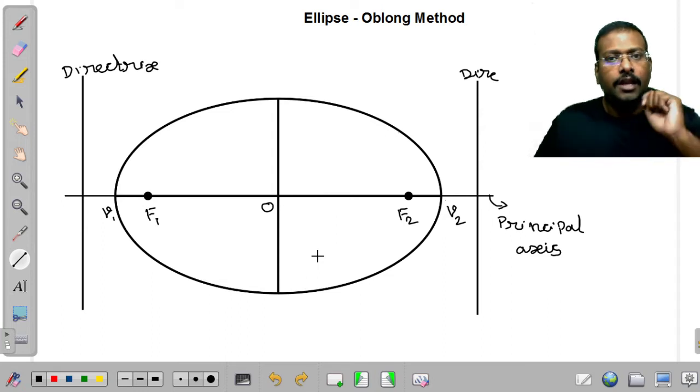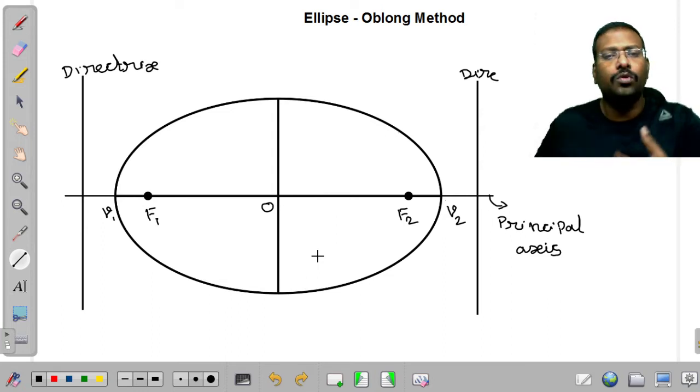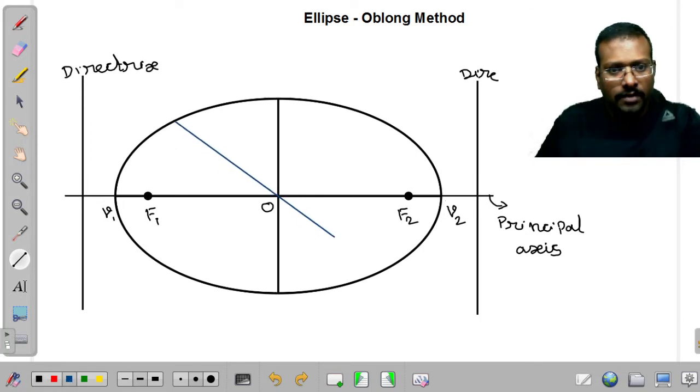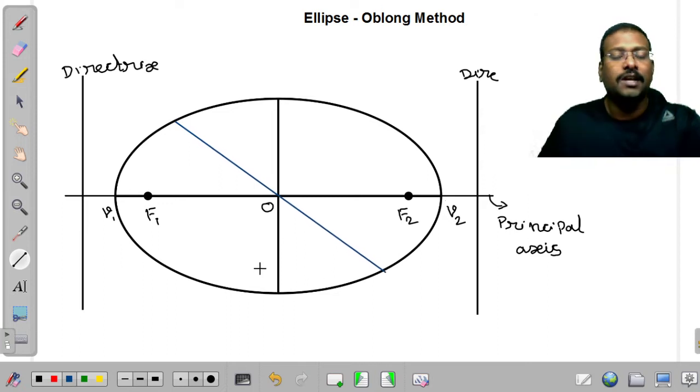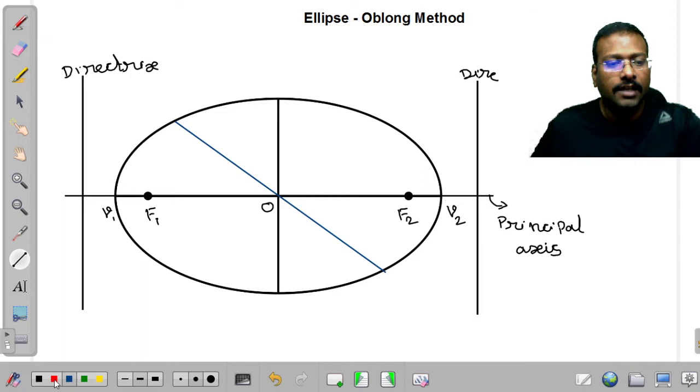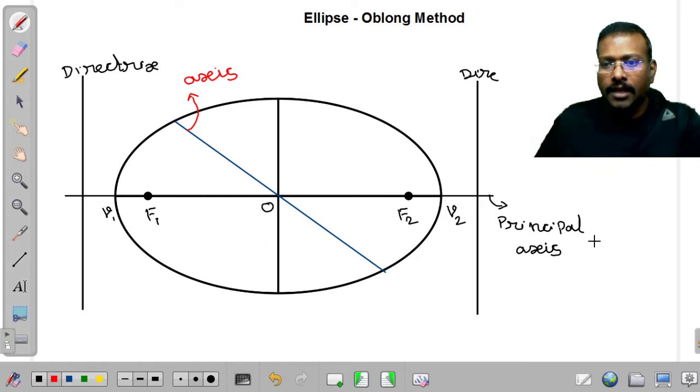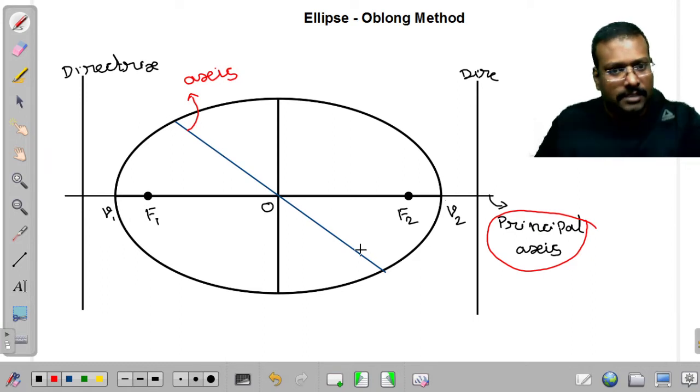Now, to know when we can use the oblong method, we should be aware of a few more elements. What are they? The chord which is passing through the center is termed as an axis. This is an axis. Be careful, there are different axes. Here I showed the principal axis, which is also passing through O, but this axis is passing through O and it is not passing through F.